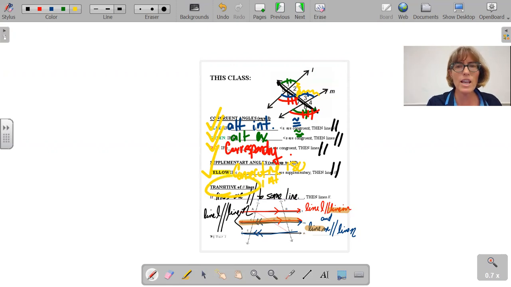Last one, the transitive says if parallel to the same line. This is parallel to this, is parallel to that, then the top, those are parallel. Parallel to the same line. That's called the transitive property. So that's 1, 2, 3, 4, and 5 ways to prove lines parallel.